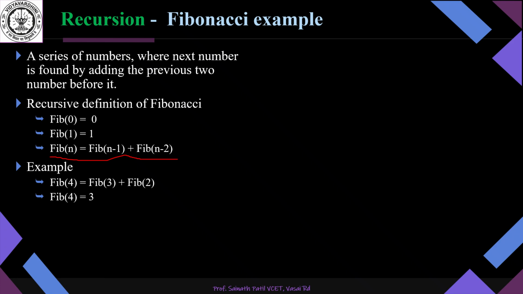So for example, fib of 2 is 0 plus 1, that is 1. Or one more example, fib of 4 is fib of 3 plus fib of 2. So fib of 3 is 2 and fib of 2 is 1. So it is 3. So we'll see diagrammatically the recursive trace of the fib function, fib of 4.